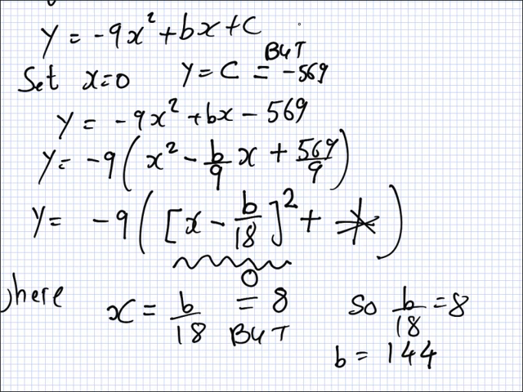So I have my answer now. It's minus 9x squared plus 144x minus 569. Okay? That's a tricky one. There's an easier way to do this, but we haven't learnt it yet. Does anyone know of the other way? Yeah, you can use that here. Okay, write that one down.